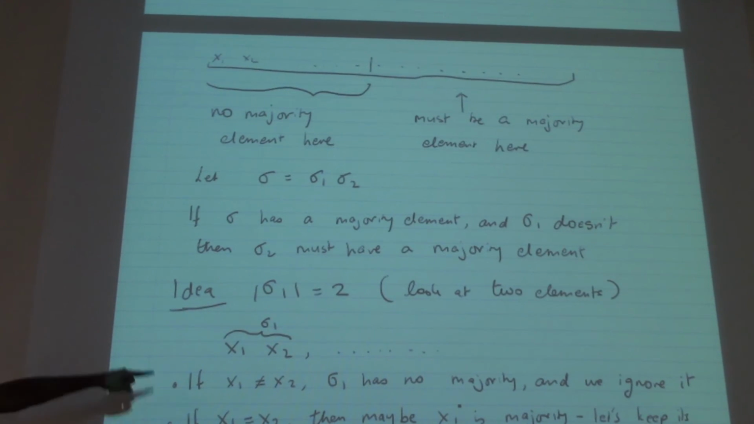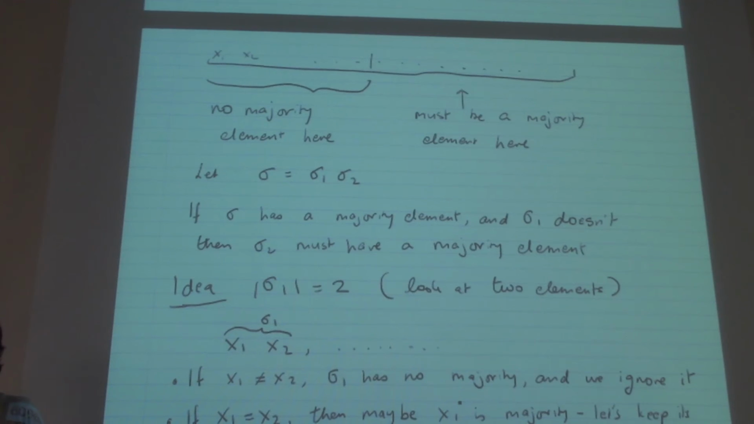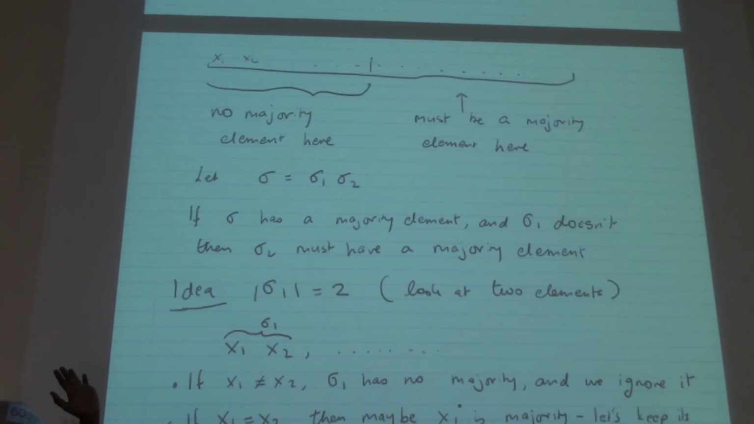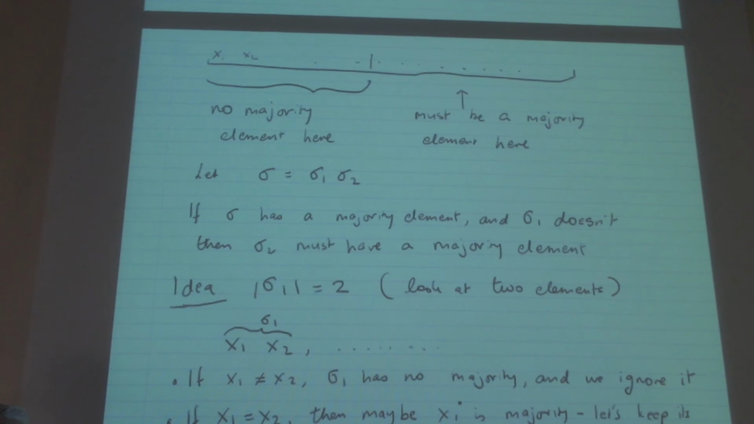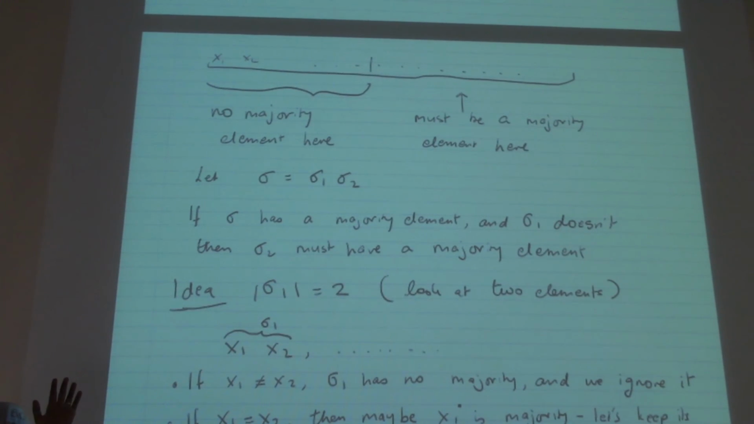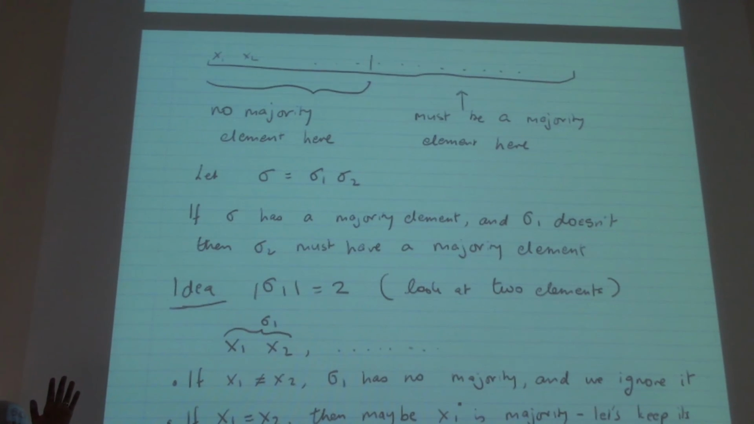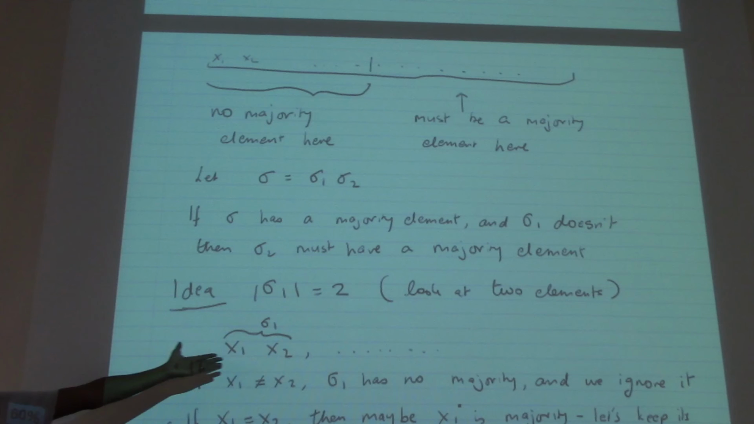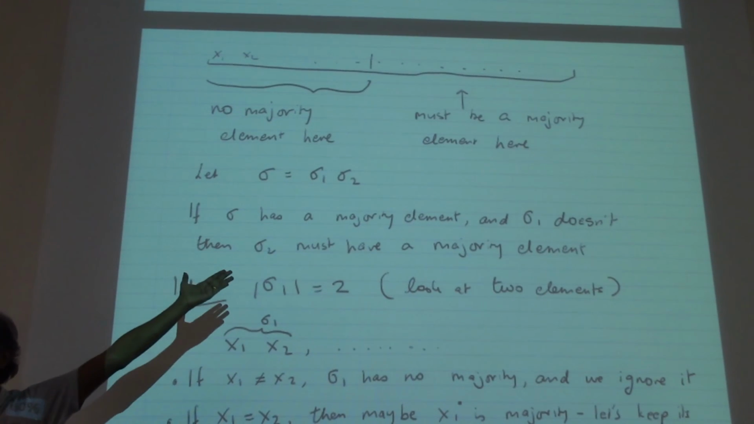I just said if sigma 1 doesn't have a majority, then sigma 2 must have the majority element. So if I read 2 elements and they're different, it doesn't have a majority element, and I can ignore it completely. Just throw it away. If I take the first element, take the second, and they're different, act as if they were never there. They cannot be part of my answer. Because if they're different, they don't form a majority, and I just argue that it'll show up later on.